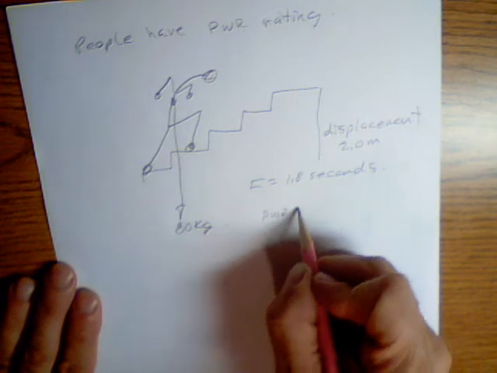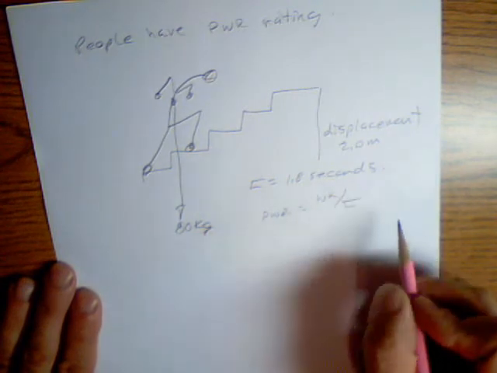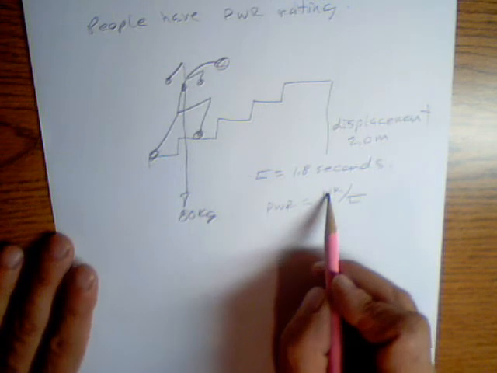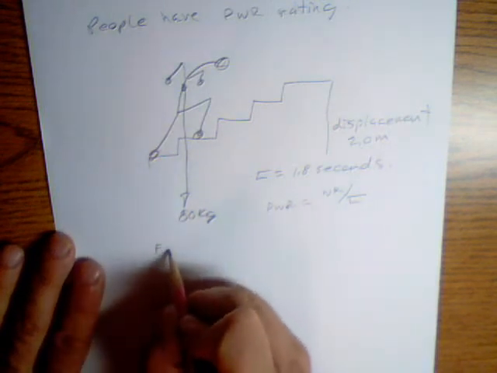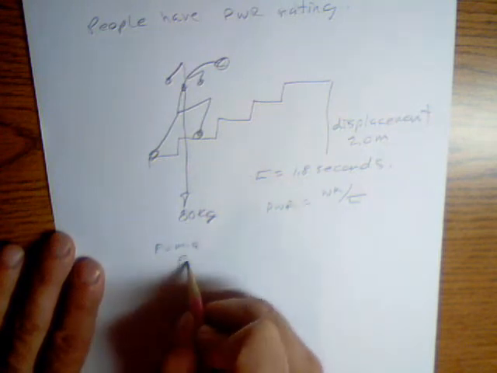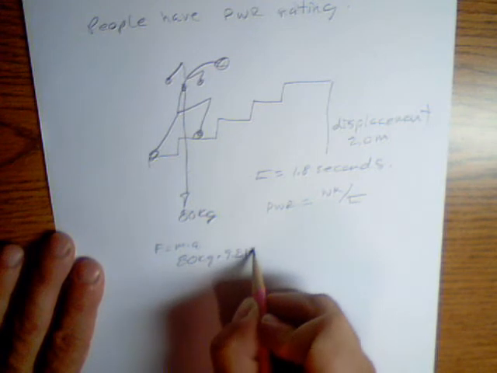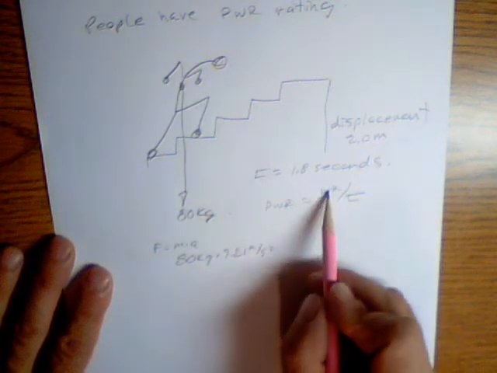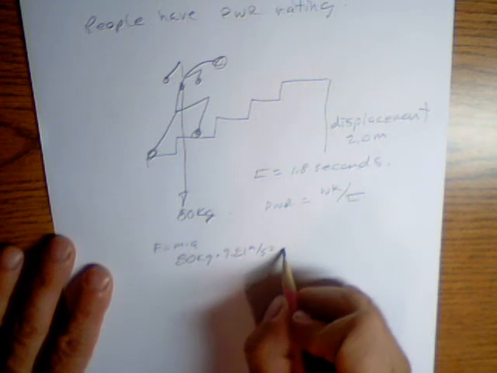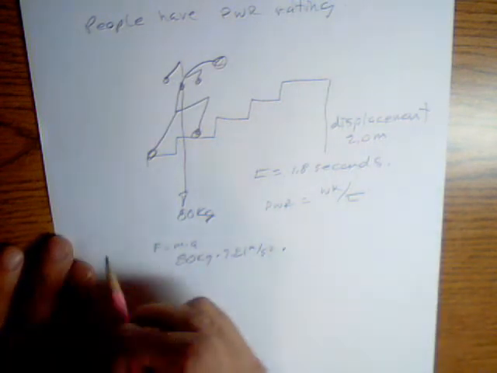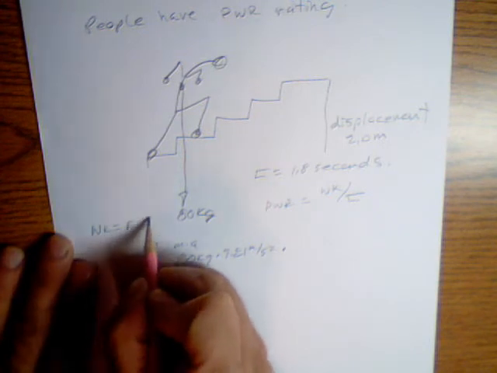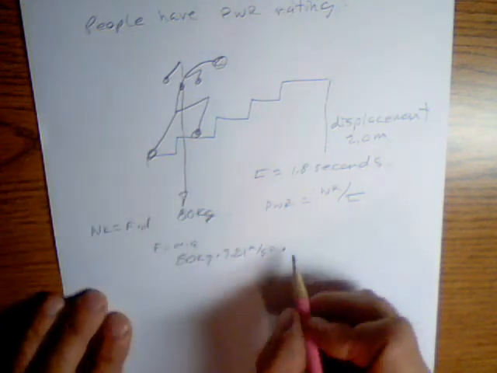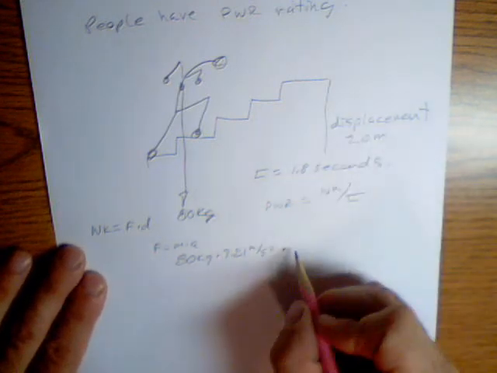Alright, so power equals work over time, because joules are work. Then let's just get a force here, because we need force for work. Force equals mass times acceleration. So 80 kilograms times 9.81 meters per second squared. We'll need that, because that's going to be our work. Because work, if you recall, is force times distance. So work equals force times distance. So here's our force. We just got that from the mass of the person, and our distance is 2 meters, isn't it?